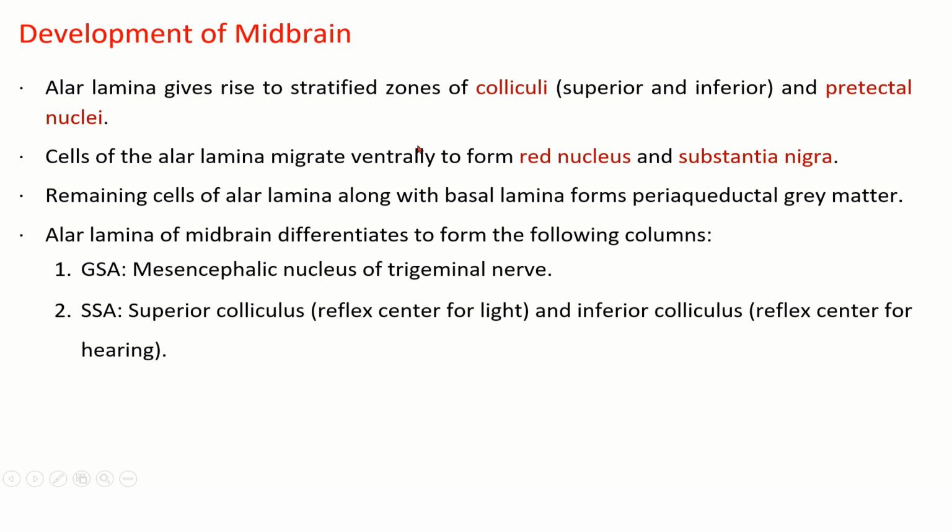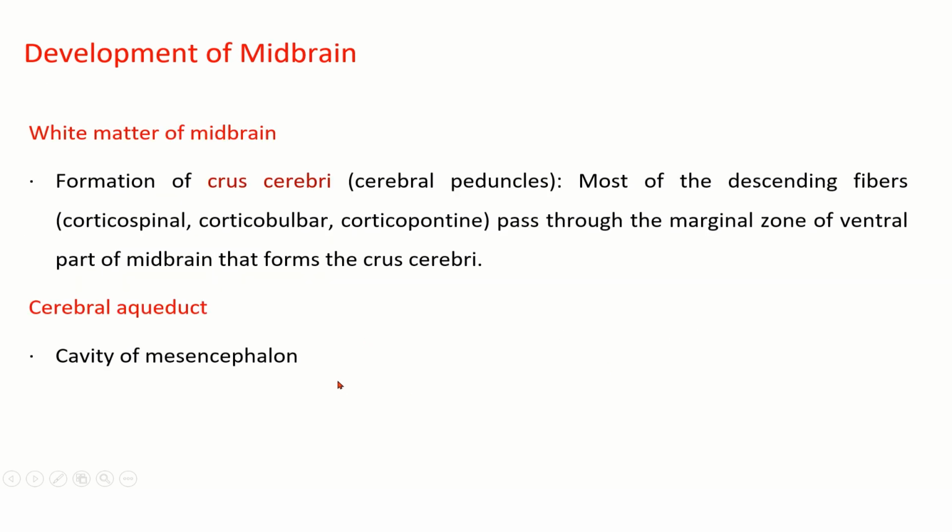Then alar lamina gives rise to stratified zones of colliculi, superior and inferior colliculi. So superior colliculi is concerned with the visual reflexes, inferior colliculi is concerned with the auditory reflexes. The cells of alar lamina migrate ventrally to form red nucleus and substantia nigra, as I've showed earlier in the diagram. Remaining cells of alar lamina along with the basal lamina form periaqueductal gray matter. So alar lamina, you can see the general somatic efferent, the mesencephalic nucleus of the trigeminal nerve, and special somatic efferent, the superior colliculi reflex center for light, and inferior colliculi reflex center for hearing.